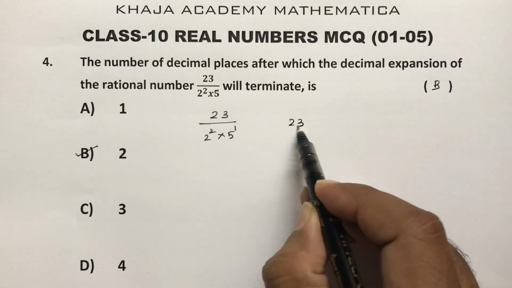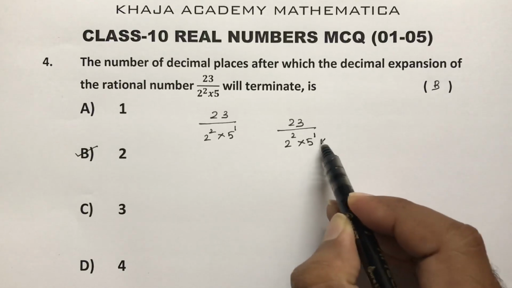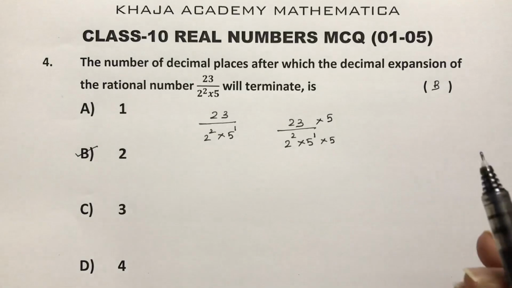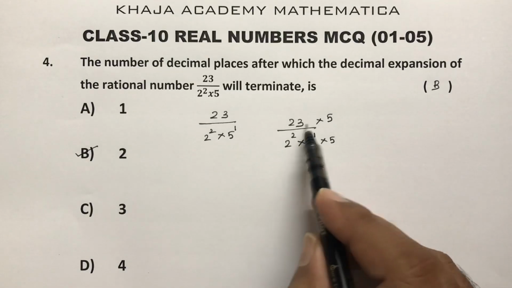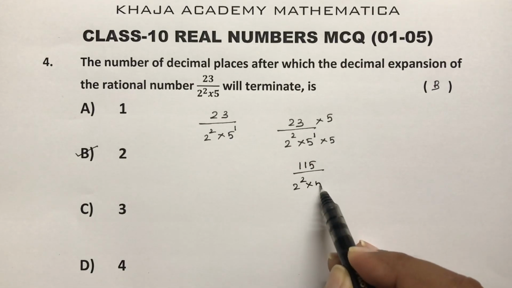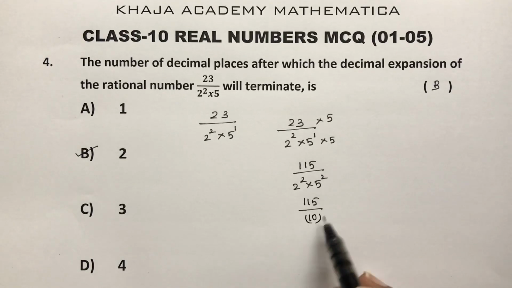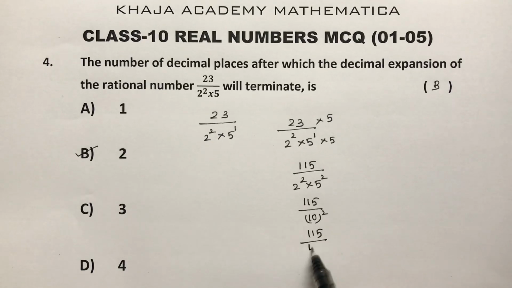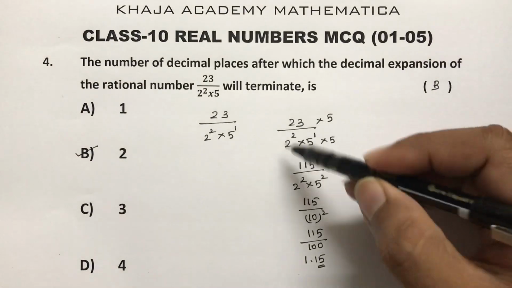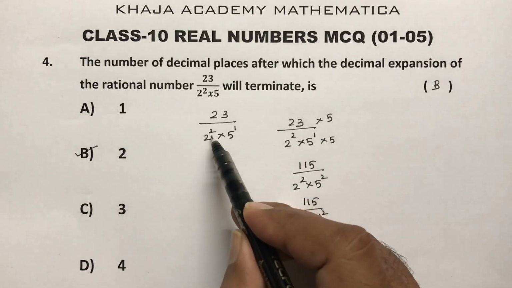I'll justify. 23 by 2 power 2 into 5 power 1. Here you can multiply with 5. Next, 23 into 5 is 115 by 2 square into 5 square. So 115 by 10 square, so 115 by 100, that is 1.15. Without division, I wrote it in terms of decimals: 2 decimal places. You can directly tell 2 decimal places, because in 2 and 5 that is the highest power.